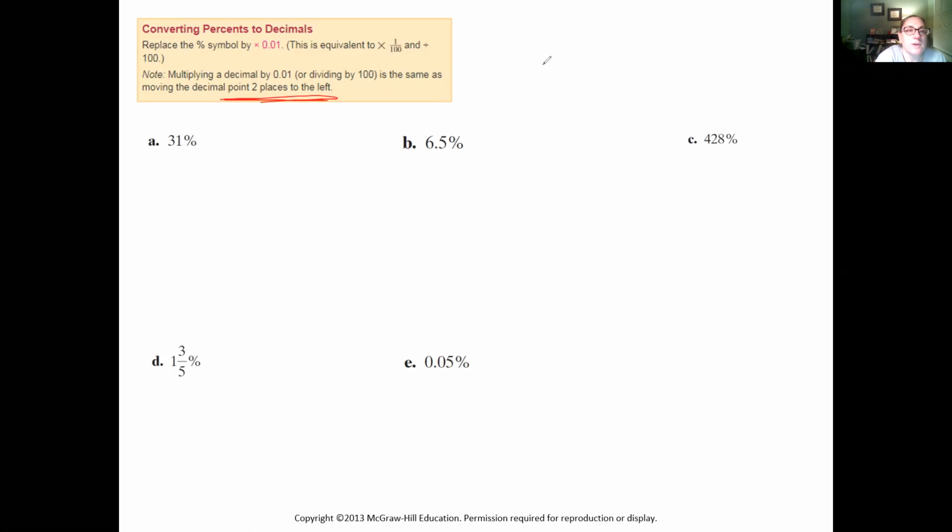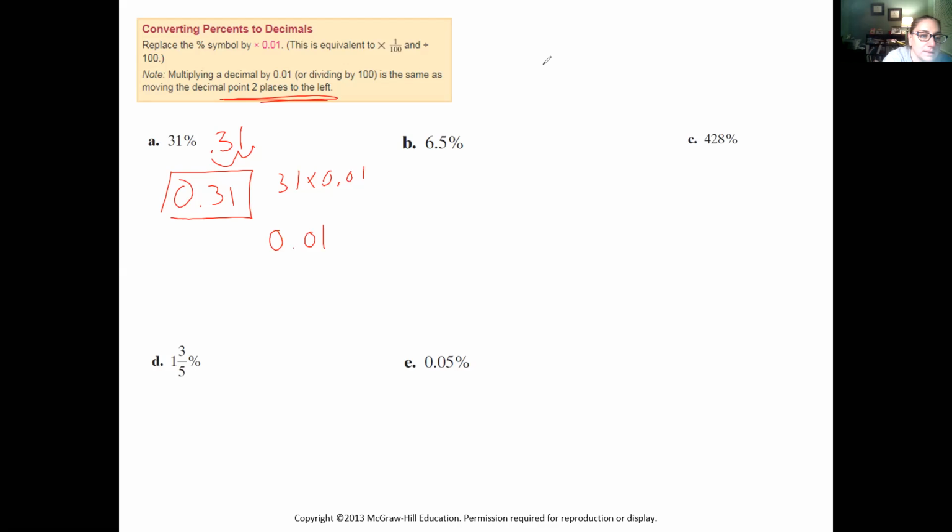So whenever you have a percent and you're turning it into a decimal, the trick is you just move it 2 places to the left. So right now we have 31, right? Our decimal's here. We're going to go 1, 2. So 0.31 is our answer. That's a lot easier than doing what this is telling you to do, which is remove the percent symbol and times by 0.01. Okay, so let's do that.